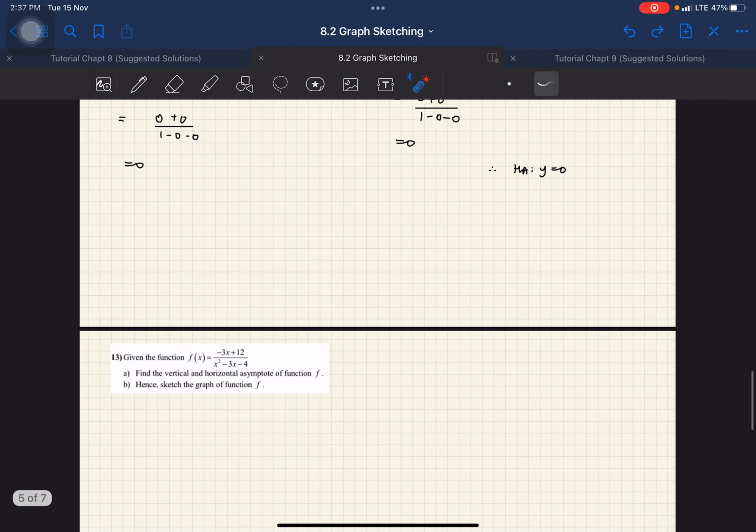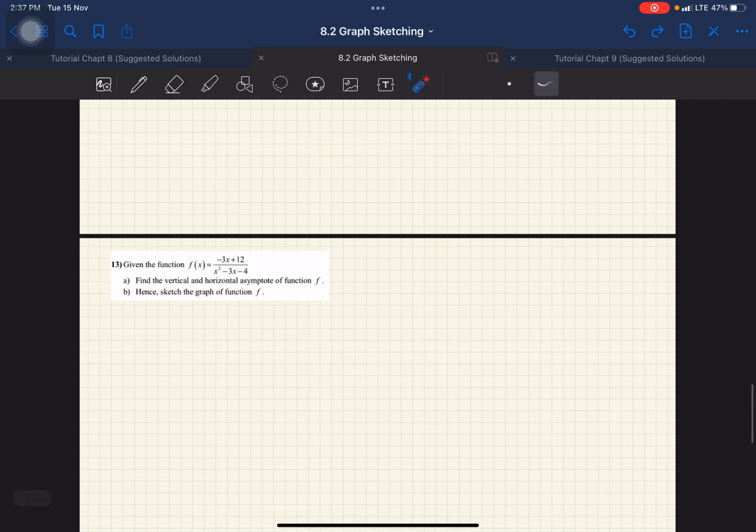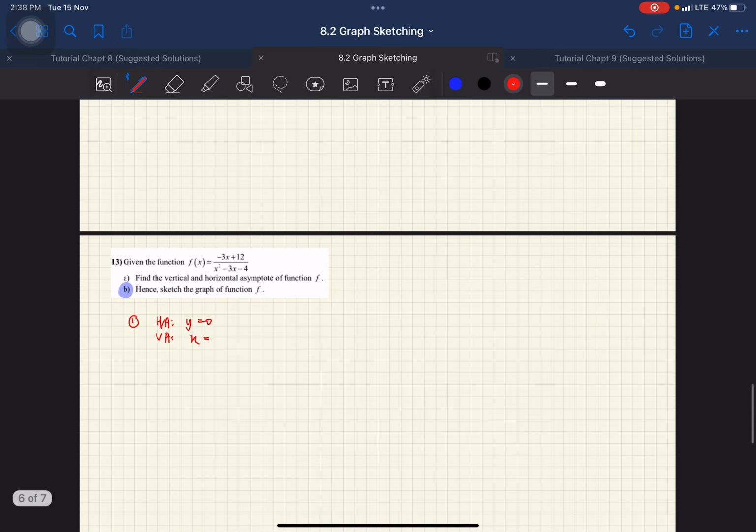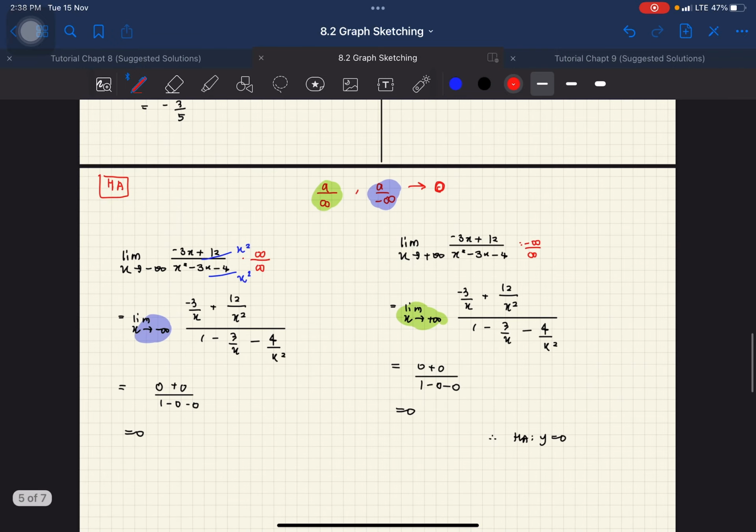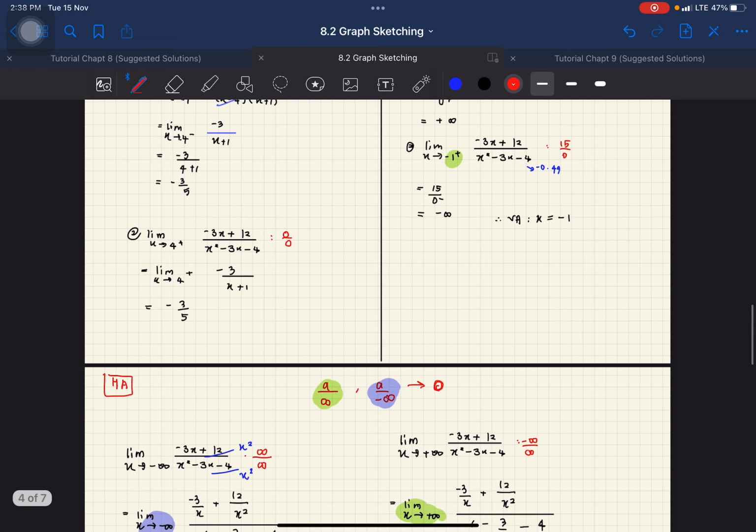So now let's continue the last part. Dia kata sketch the graph of the function. Okay, so let's sketch the graph of the function. So the first step is we need to list our horizontal and vertical asymptote. So horizontal tadi dah cari, kita dapat y equals to 0. And then vertical asymptote kita dah cari juga. So we will get x equals to, is it negative 1? Vertical asymptote x equals to negative 1. Yes. Okay, so highlight kan. Saya takut tak perasan. This one.